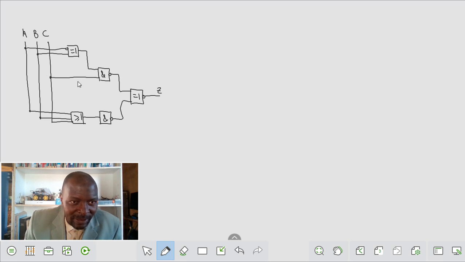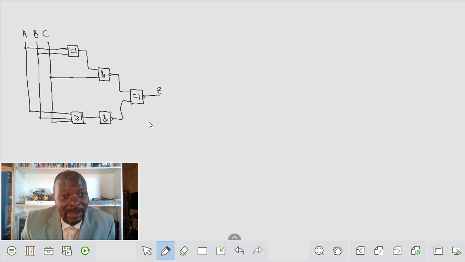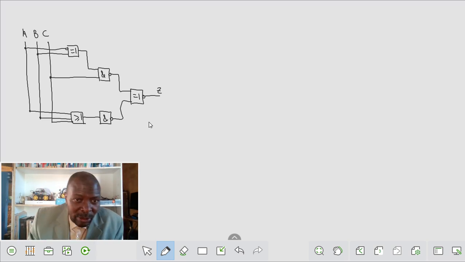Someone could have given you the expression and said simplify this, but you could be given a circuit like this and be asked to work out the expression, the Boolean equation for it. I'd like to call it an equation because Z is equal to something. So the starting point, what's the point of not starting right there?